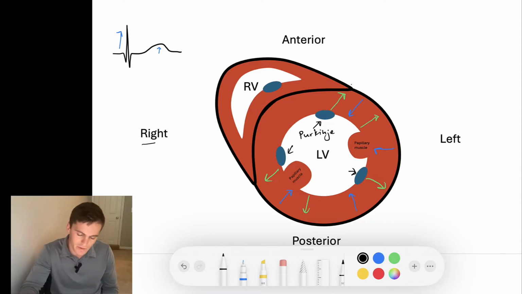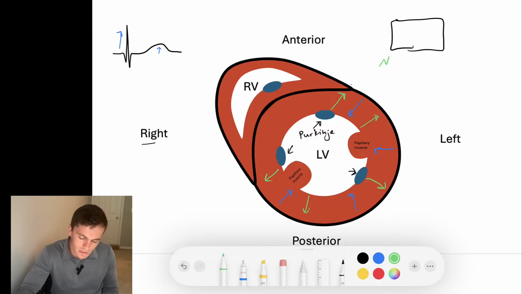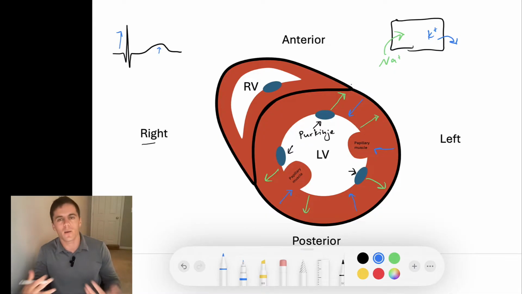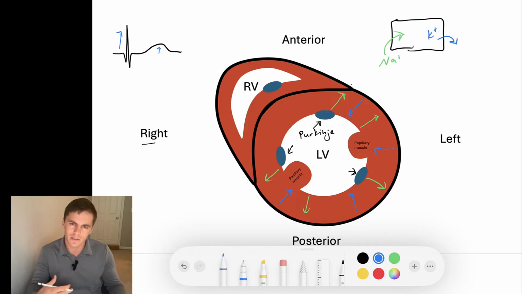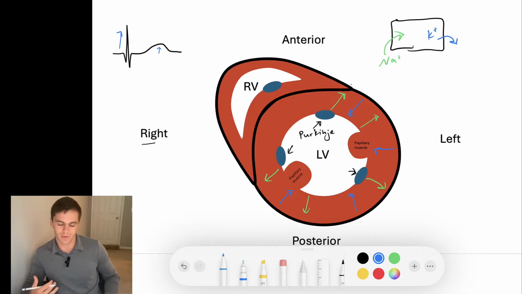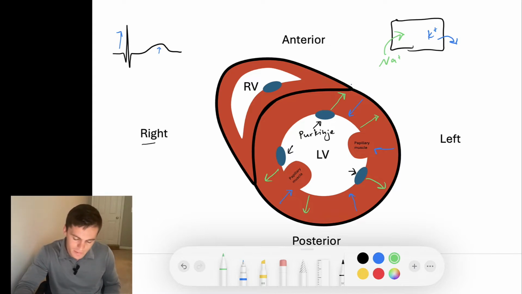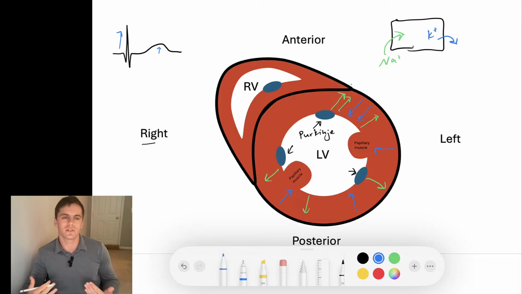Well, remember that if I drew my cell wall, this is my cell wall, depolarization, I'll draw it in green, is sodium, which is a positively charged ion, rushing into the cell. And remember that repolarization is potassium, which is a positively charged ion, rushing out of the cell. So these are two opposite electrical activities, meaning positive going in for depolarization, positive coming out for repolarization, and they're happening in opposite directions, which allows for us to see a same direction of deflection on the QRS. So that's why that happens.